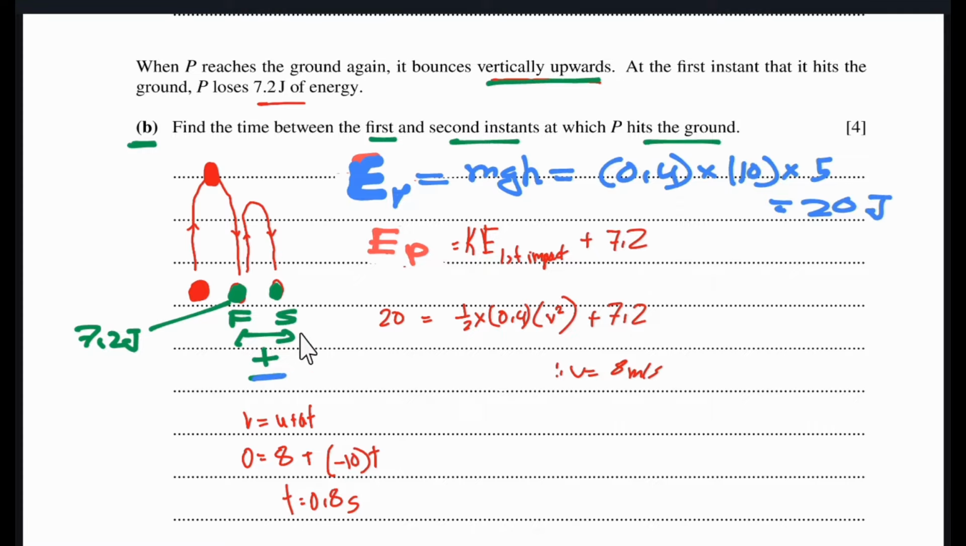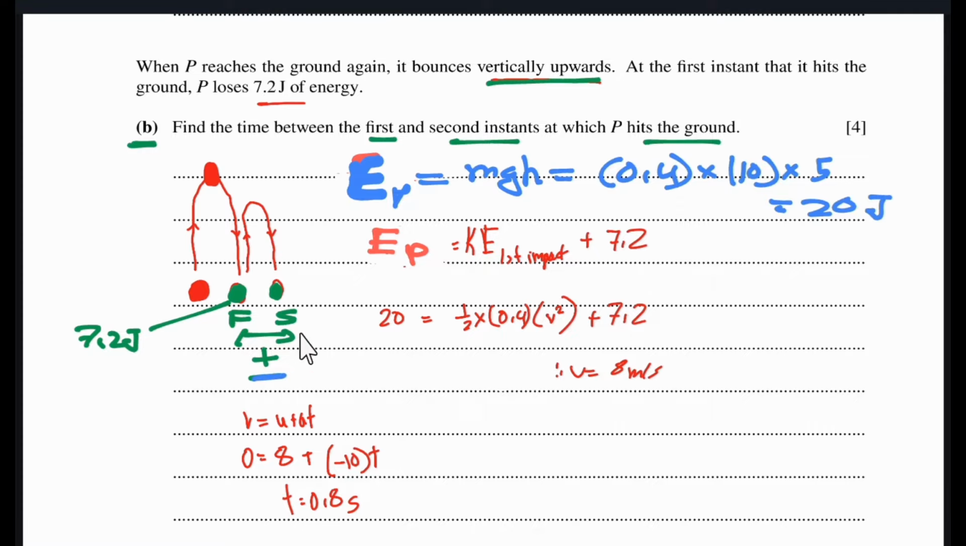To find this first value of t, we need to find this value of u. So what is the value of u? That means we need to find the speed at this point. We know the gravitational potential energy is equal to mass times gravitational field strength times height, and we know the mass is 0.4, gravitational field strength is 10, and height is 5. After substituting these values, we find the gravitational potential energy. To find the speed at this point, we can equate the gravitational potential energy at the first instant to the kinetic energy, Ek, plus the energy lost, that is 7.2 joules.